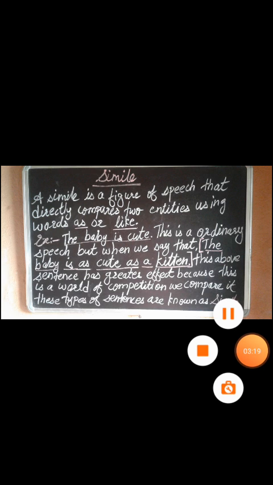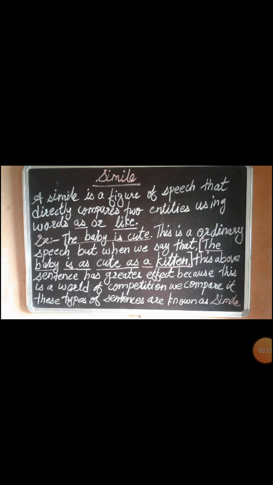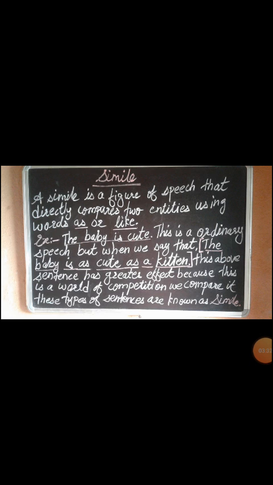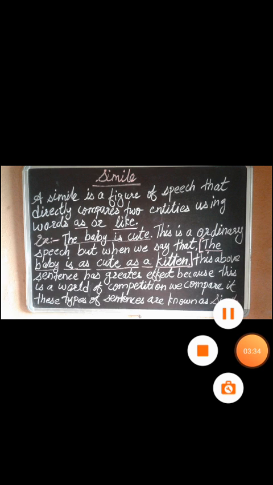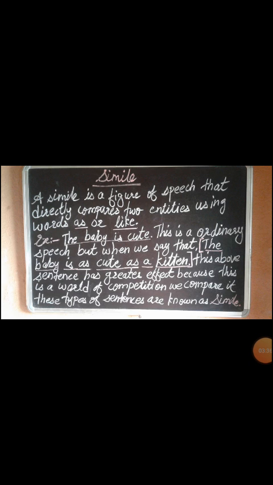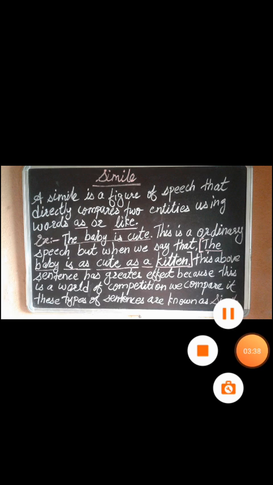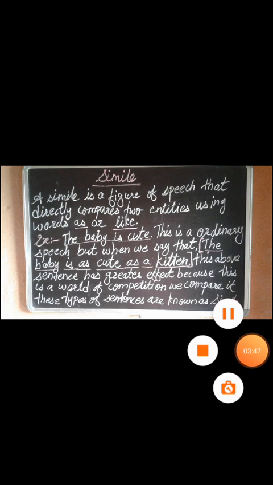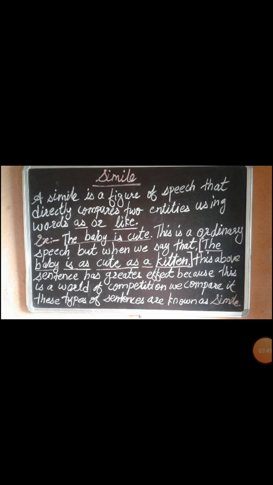A simile is a figure of speech that directly compares two entities using the word as or like. Write this definition first. For the example, we say the baby is cute. If you meet some babies you will say, oh, what a nice, very cute baby, and we will feel happy saying that. But this is ordinary speech, commonly we say. But in simile, when we say the baby is as cute as a kitten, we compare the baby with a kitten. A kitten will be so cute, isn't it?